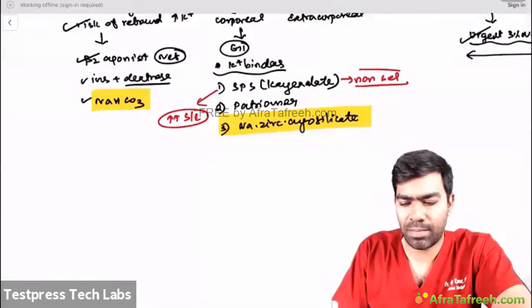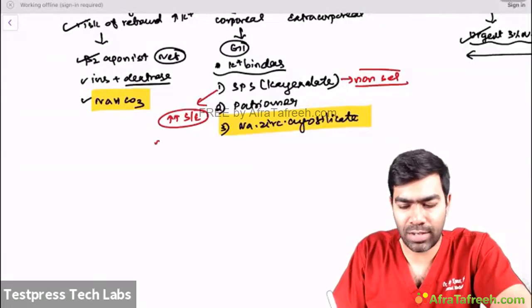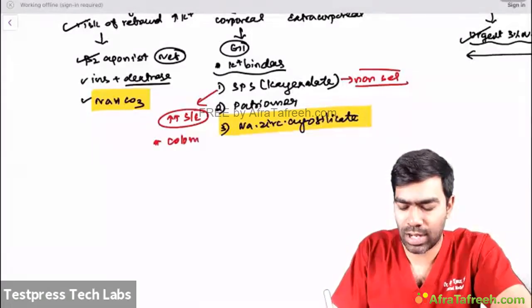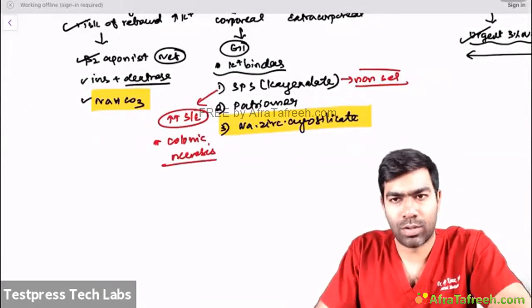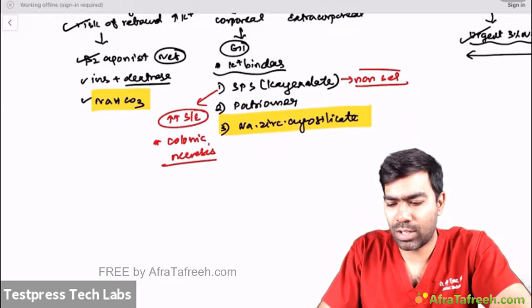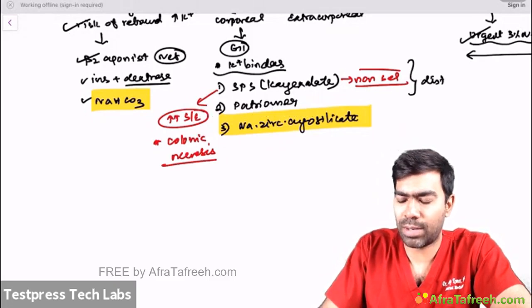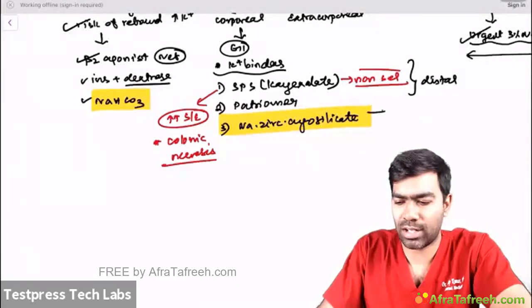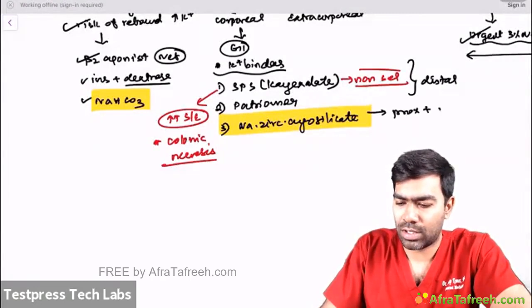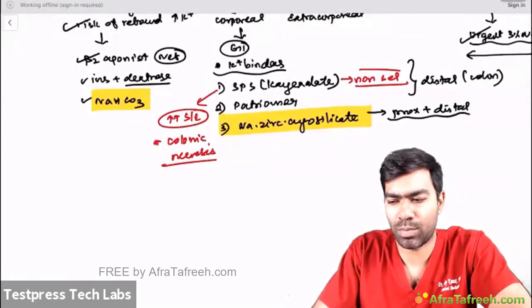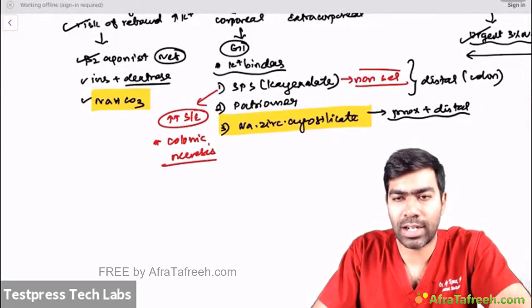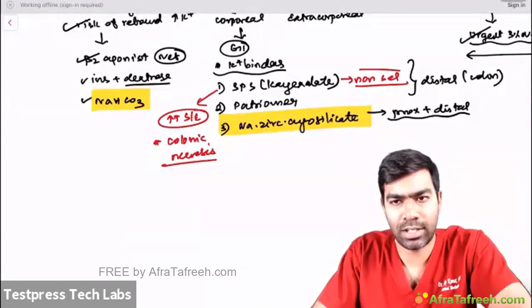And at the same time, a lot of side effects are there, but one side effect they will ask you, that is colonic necrosis. In high doses, they can result in development of colonic necrosis. And second point, what they will be asking you is this SPS and Patiromer works only in the distal part of the intestine, whereas sodium zirconium cyclosilicate acts both in the proximal and distal, which means colon is the primary site of action for SPS and Patiromer. But sodium zirconium cyclosilicate can act throughout the intestine, proximal, distal, small intestine, large intestine, everywhere it can act. That's why it's more effective.